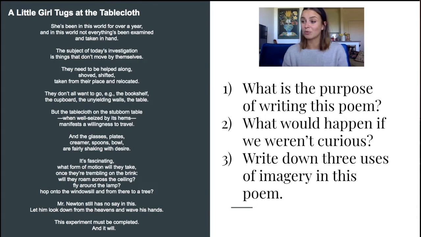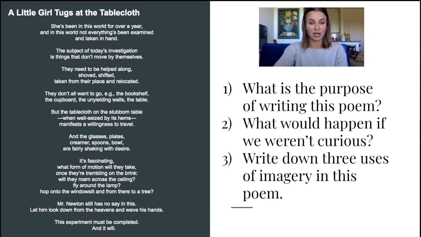Things that don't move themselves, trembling on the brink, shaking with desire, roam across the ceiling, look down from the heavens. All of those are appealing to the sense of sight when you look and you're seeing this whole picture that the author is creating.